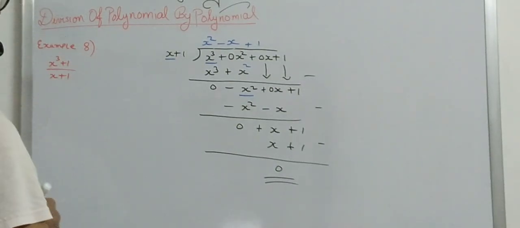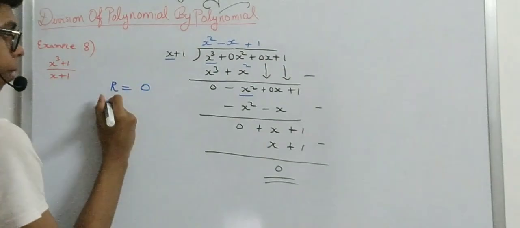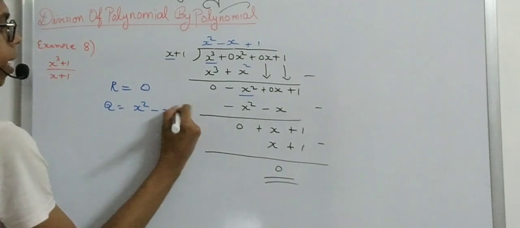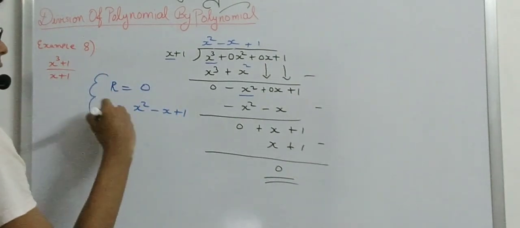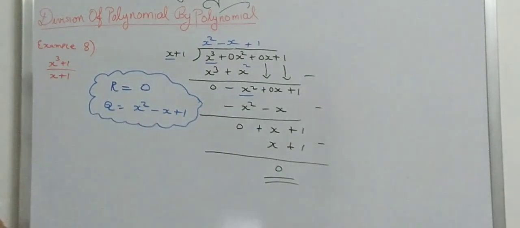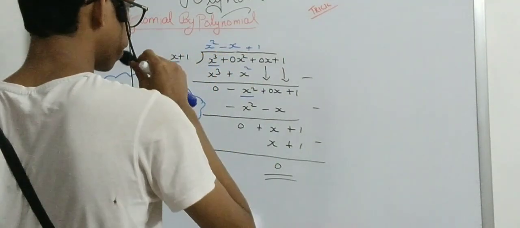So you can write the remainder that we are getting over here is 0 and the quotient is equal to x square minus x plus 1. This is the final answer that you are getting. Now let's see also with the trick method.